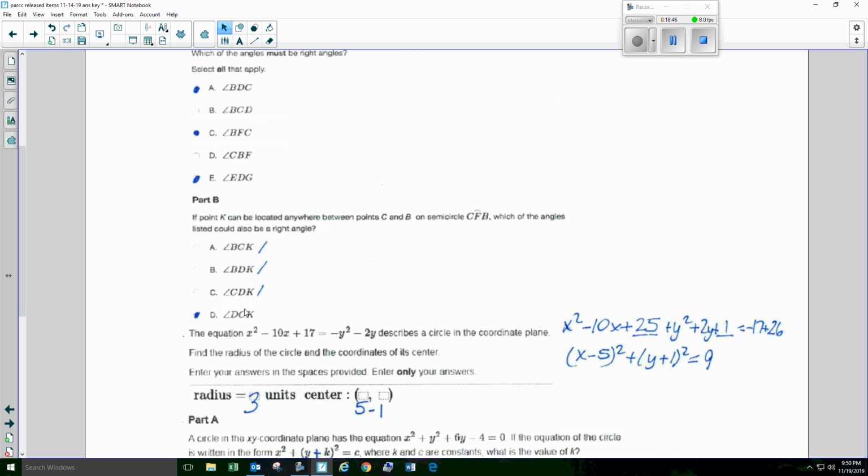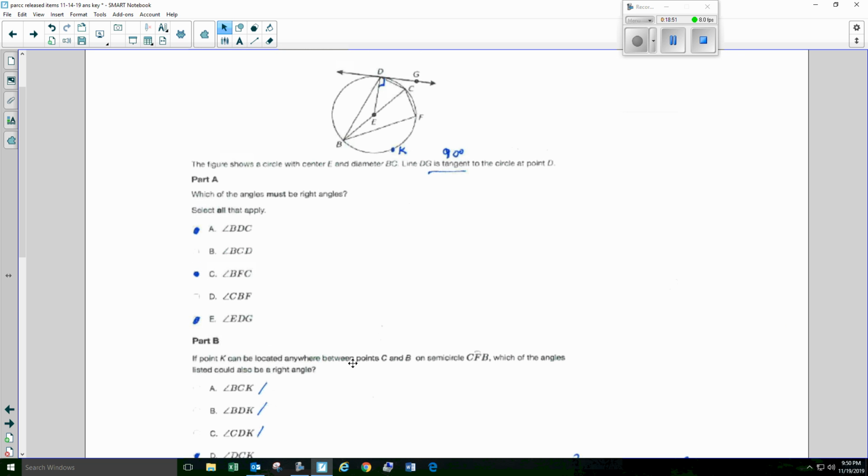Okay. If K can be located anywhere on points C and B on the semicircle CFB, so it has to be on this side of the semicircle, not this side. See, it says CFB. So C through F to B. So it's telling you it's going to be anywhere along here. So I just put it right there as an example. Okay. Which of these could also be a right angle?